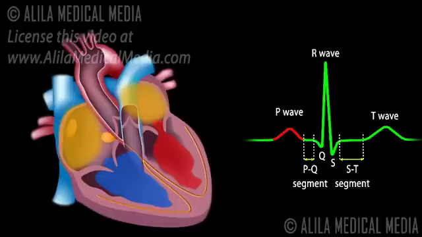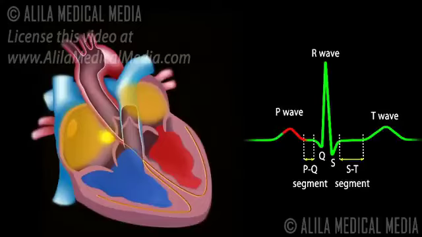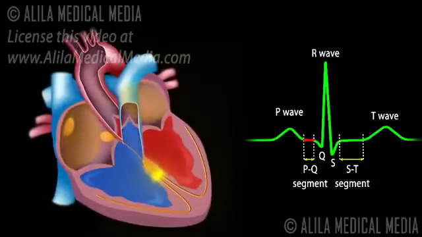The PQ segment represents the time the signals travel from the SA node to the AV node. The QRS complex marks the firing of the AV node and represents ventricular depolarization.